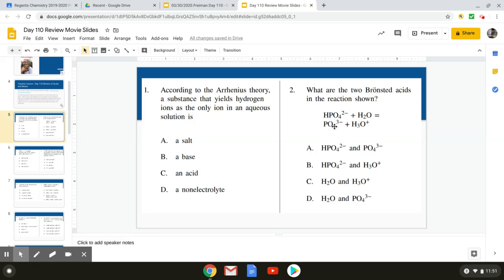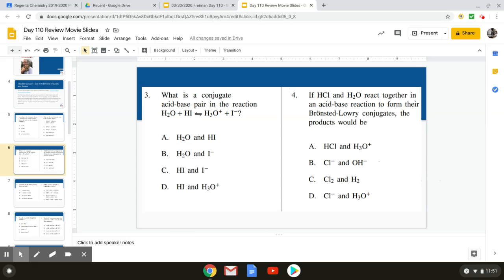In a reverse reaction, H3O+ becomes an H2O. So the hydronium ion here, H3O+, donates its hydrogen to the PO4, making it HPO4. So the hydronium ion, H3O+, is the acid here. So choice B would have been your response.